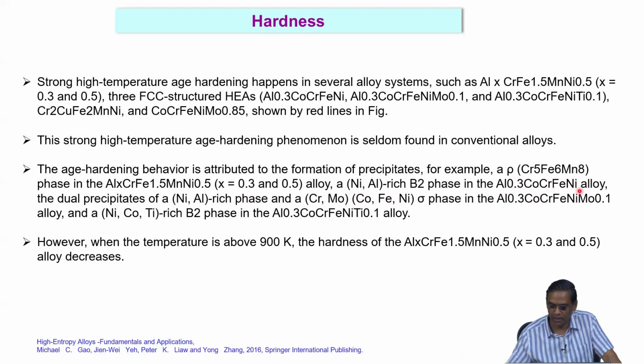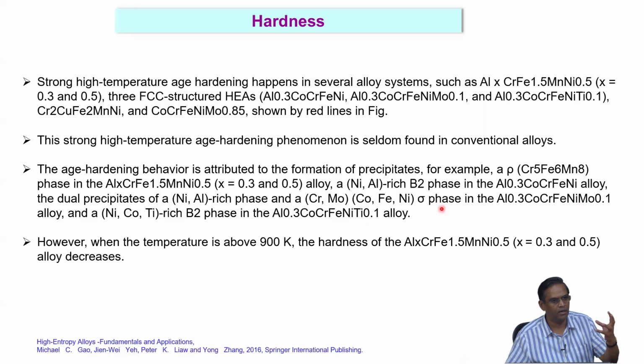If you change the aluminum, cobalt, chromium, iron alloy, you get dual precipitates of a nickel-rich phase and a chromium, molybdenum, cobalt, iron, nickel sigma phase in the aluminum, cobalt, chromium, iron, nickel, moly alloy, and a nickel, chromium, titanium-rich B2 phase in this particular alloy. So what you see is that at high temperature you have new phases forming, like a Rho phase or a B2 phase or a sigma phase. So, you can understand it like that.